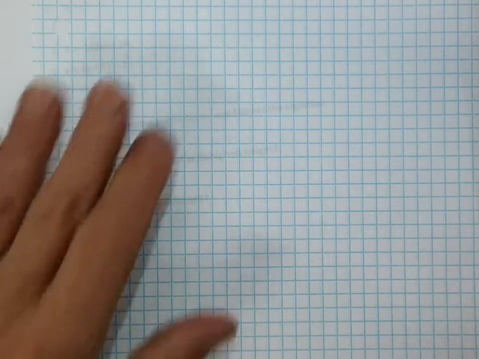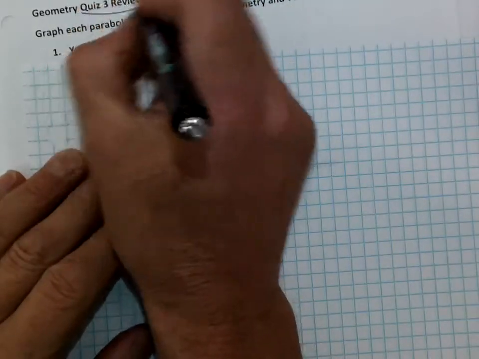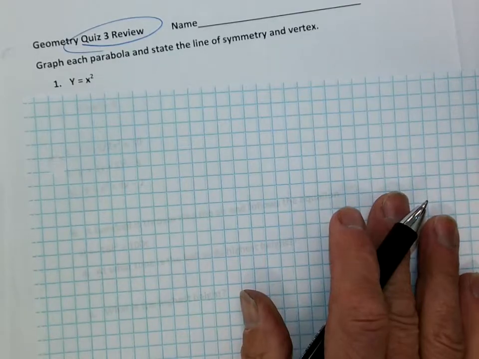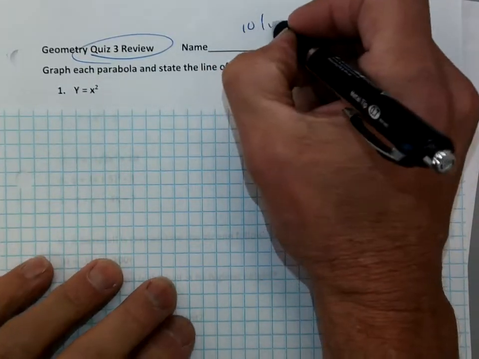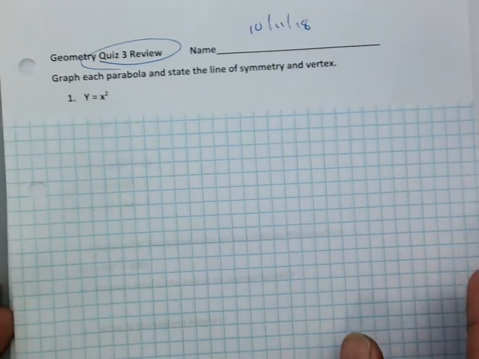All right, so here we go. We're going to do a review for quiz 3, which is all about parabolas. Today's date is 10/11/18. All right, so tomorrow's our quiz.